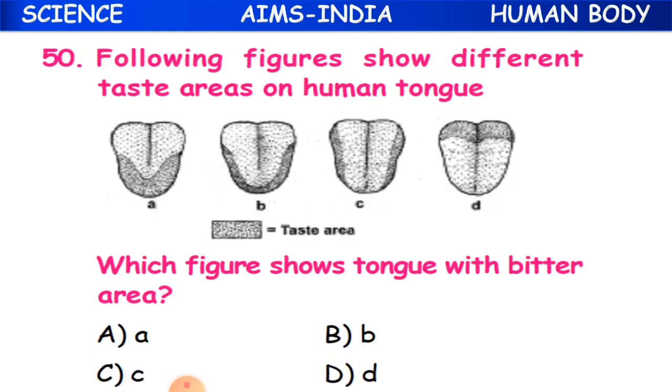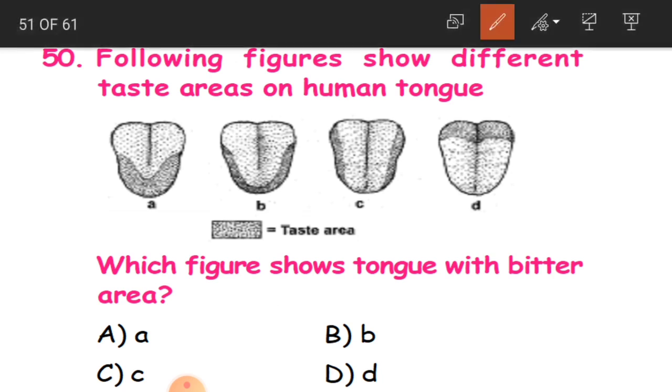50th question. The following figures show different taste areas of the human tongue. Which figure shows the tongue with the bitter area? How do you identify from these figures where you taste a bitter taste? Whether A, B, C or D. Okay, children, so the answer is D.